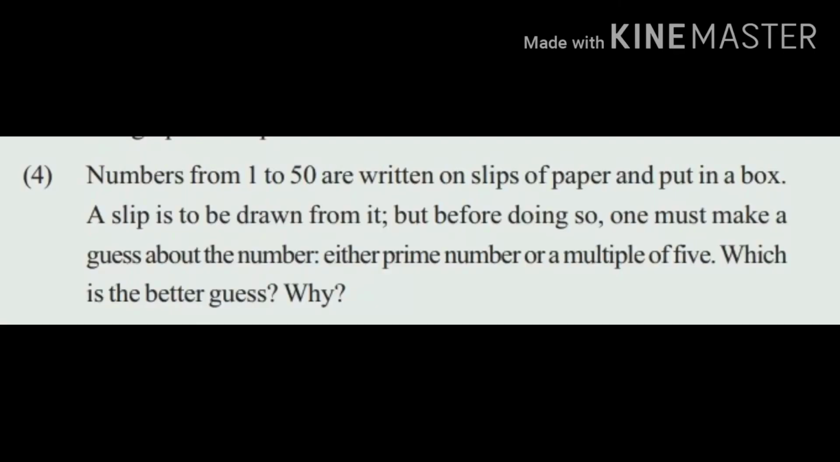Question number 4. Numbers from 1 to 50 are written on slips of paper and put in a box. A slip is to be drawn from it, but before doing so, one must make a guess about the number, either prime number or multiple of 5. Which is a better guess? Why? We need to find the better guess and the reason for it.